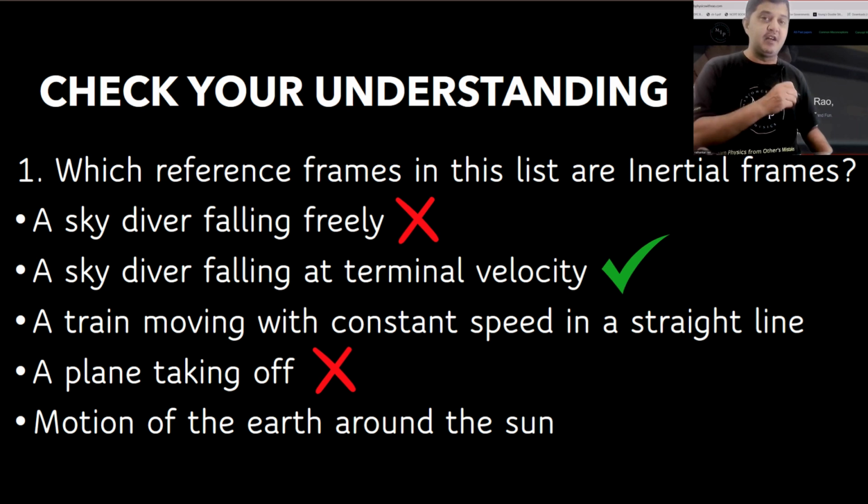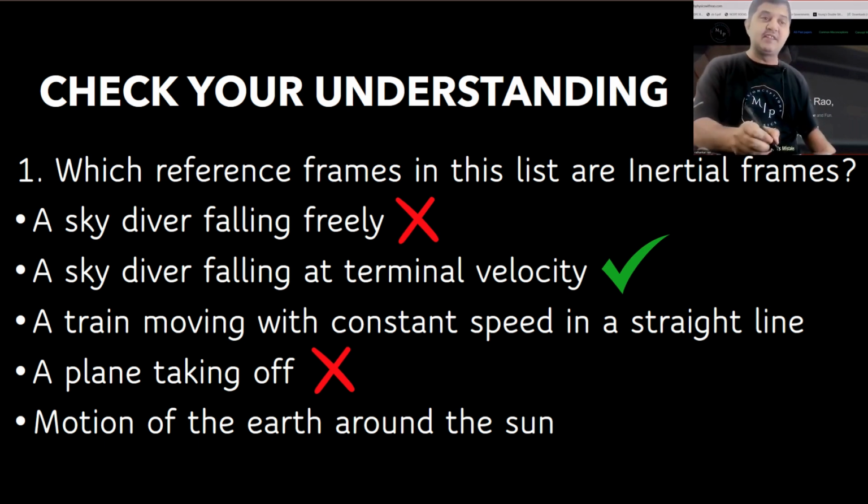A plane taking off. When a plane takes off, what happens? Initially, the speed of the plane is zero, and after that, the speed starts increasing. There's an acceleration. So this is definitely a non-inertial frame. Motion of the earth around the sun. What happens? Theoretically, the motion of the earth around the sun is around 30 kilometers per second. It's rotating around a circular path.